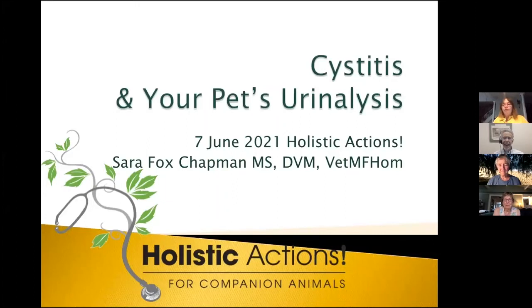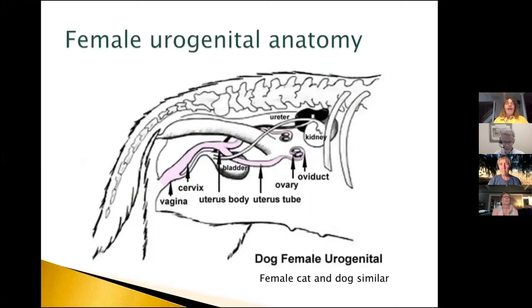So we have to first of all understand the anatomy of the critters that we're looking at. The first thing, let's look at the different female and male anatomy. In female, dogs and cats are quite similar. This is a dog, but female felines are really similar. There are some things in the anatomy that are significant when we're looking at urine and discussing cystitis. So that's why we're looking at this.